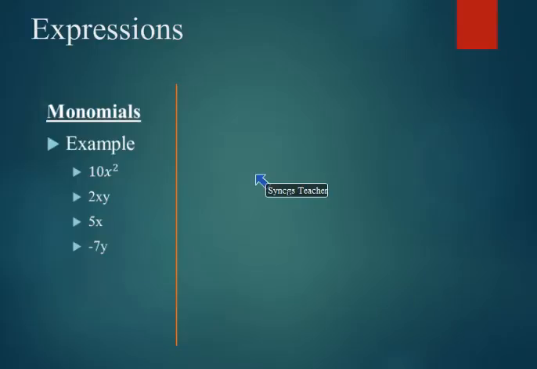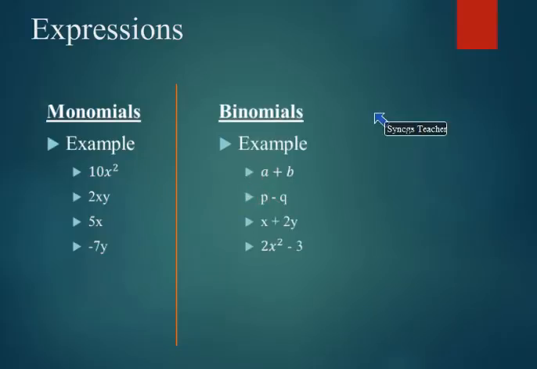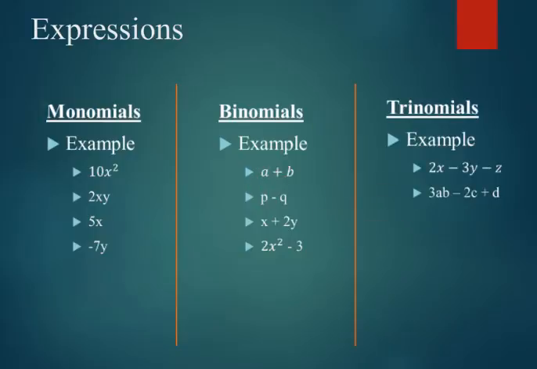So what are monomials? Monomials are those expressions that contain only one term. For example, 10x square, 2xy, 5x and minus 7y. So all these contain only one term, hence these are called as monomials. An expression that contains two terms is called binomial. For example, a plus b, p minus q, x plus 2y, 2x square minus 3. So all these contain two terms and hence these are called binomials.